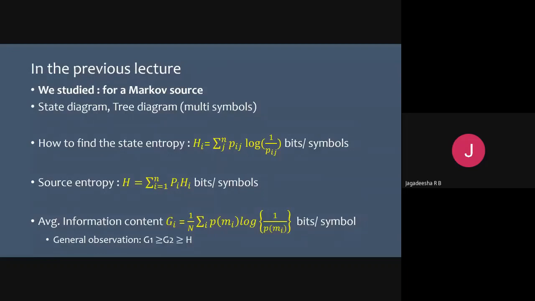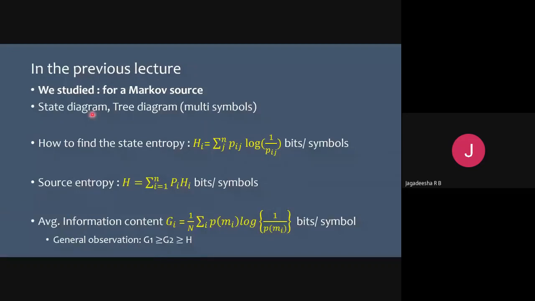Because when we talk about a Markov source, the different symbols emitted by the Markov source will depend on the previous one. So we need to move from one state to another state, or one symbol to another symbol. So there is something called transitional probability or conditional probability. So we saw the state diagram, which mainly represents the different transition probabilities.